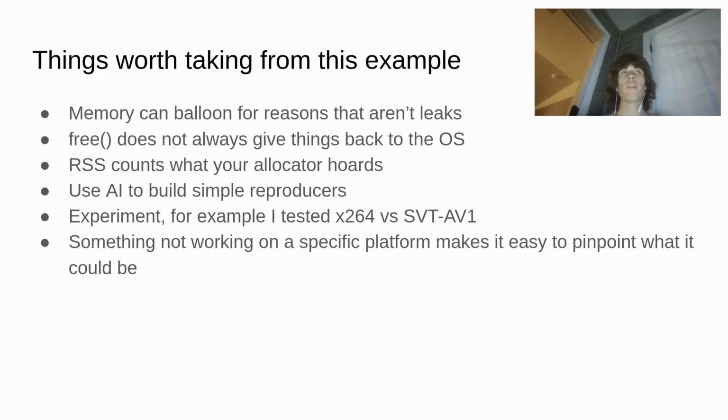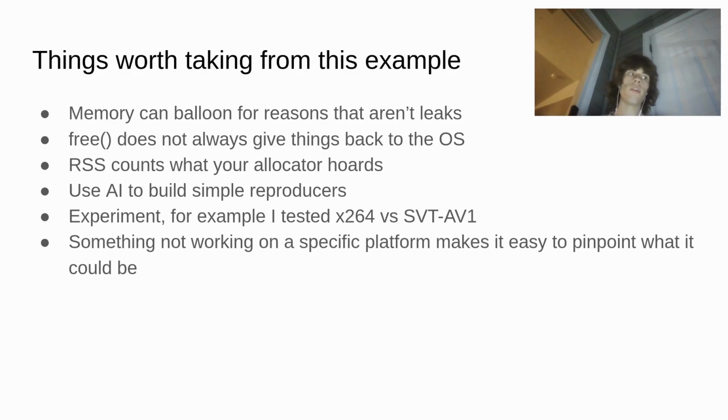So things I want to take from this example: first things first, memory can balloon for reasons that aren't leaks. I feel like when you're in school, you talk a lot about memory leaks, and you never talk about memory retention. I had no idea this was even possible until I took on this issue. In that same vein, free doesn't always give memory back to the OS. Also, RSS counts all the memory that your allocator hoards, and it's not categorized.